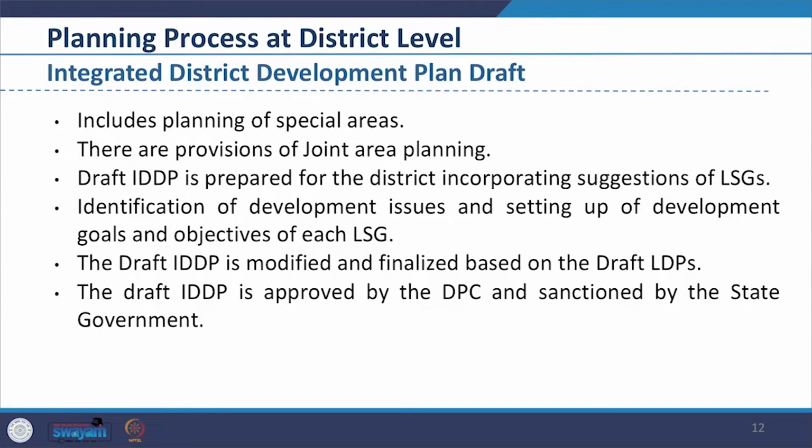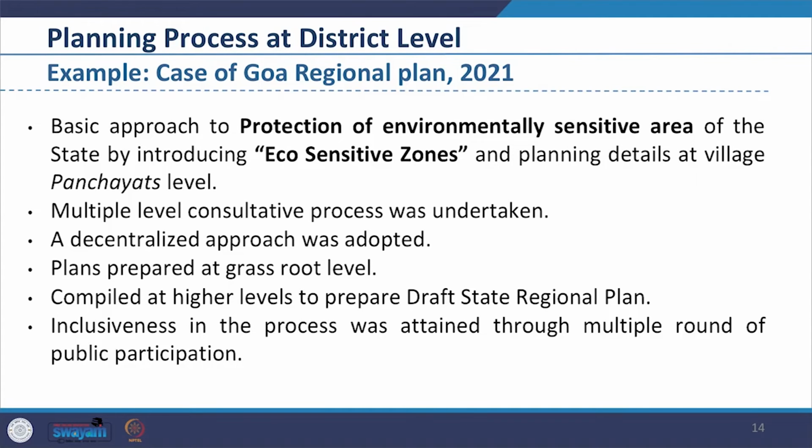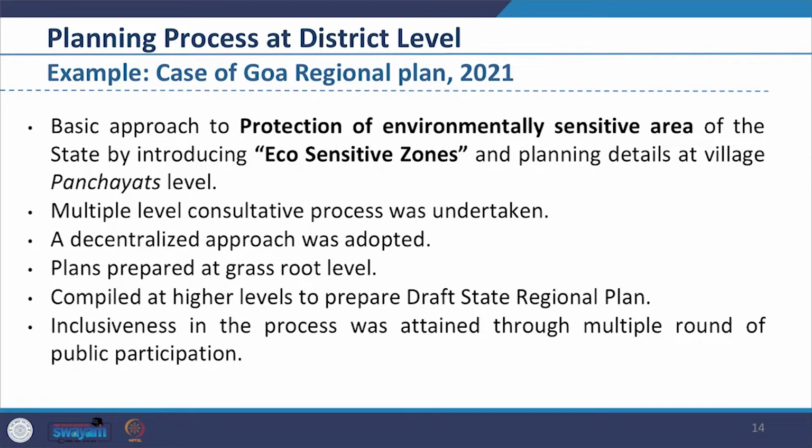modified and finalized. In the case of Goa Regional Plan 2021, we see that the basic approach for preparation of the Goa Regional Plan was protection of the environmentally sensitive areas of the state by introducing eco-sensitive zones and planning details at village panchayat level. The regional plan gives a micro-level planning of the state of Goa with the village panchayats as the planning units. A multiple-level consultative process was undertaken in the preparation of the plan.